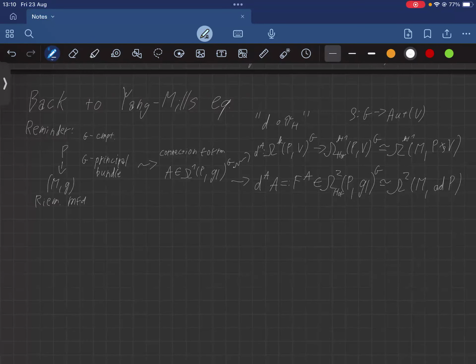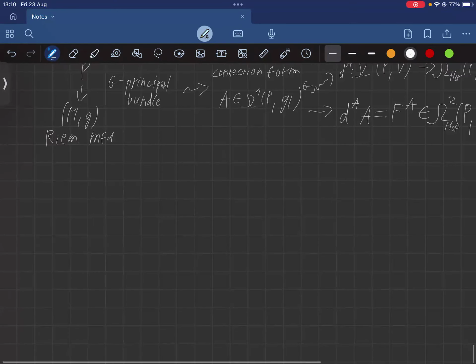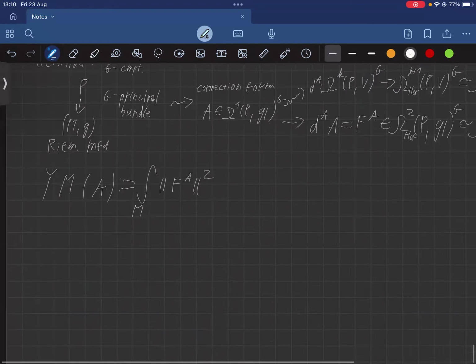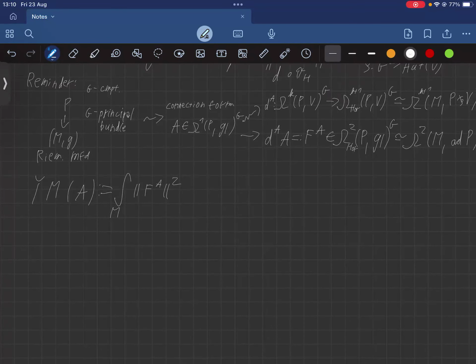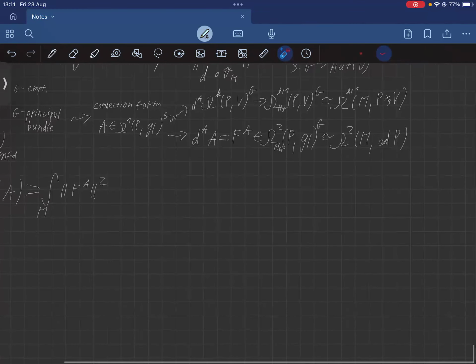That's clear. So what is actually the Yang-Mills functional? Just reminding, the Yang-Mills functional is a functional on the space of all connection forms, and it's given by an integral over M of the norm of the curvature form. Now, here's a small note. We need a metric, because otherwise this expression doesn't make sense. So we need a metric here.